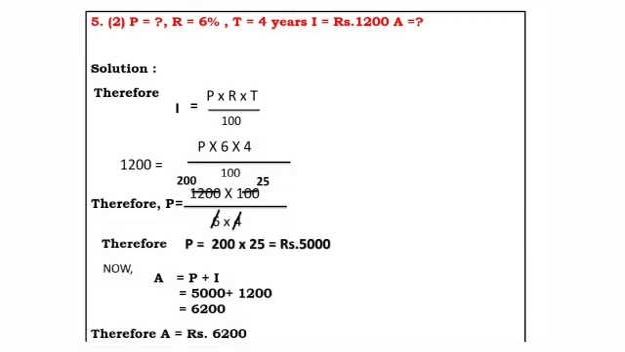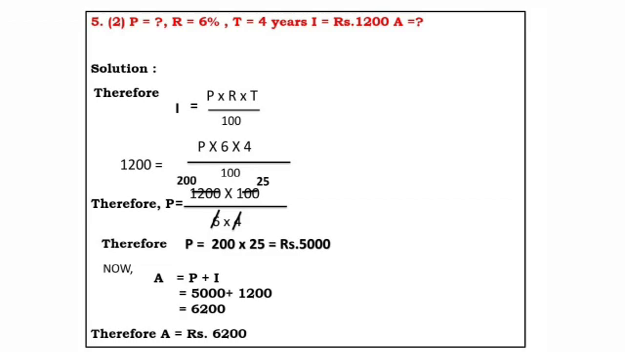Now in the second sum, you have to find out the principal and amount, where R is given as 6%, time is given as 4 years, and interest is given as rupees 1,200. And you have to find out what? Yes, you are going to find out the principal and amount. So first you are going to find out principal by writing the formula of interest, that is I is equal to P into R into T upon 100. Now substitute. I is 1,200 is equal to P into 6 into 4 upon 100.